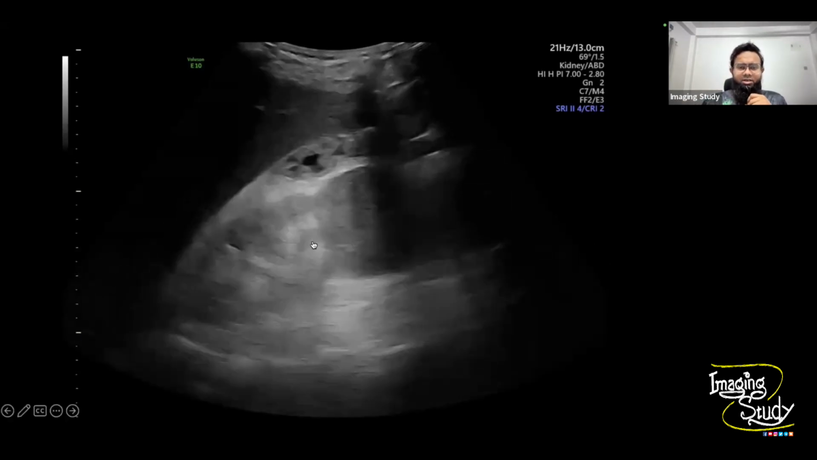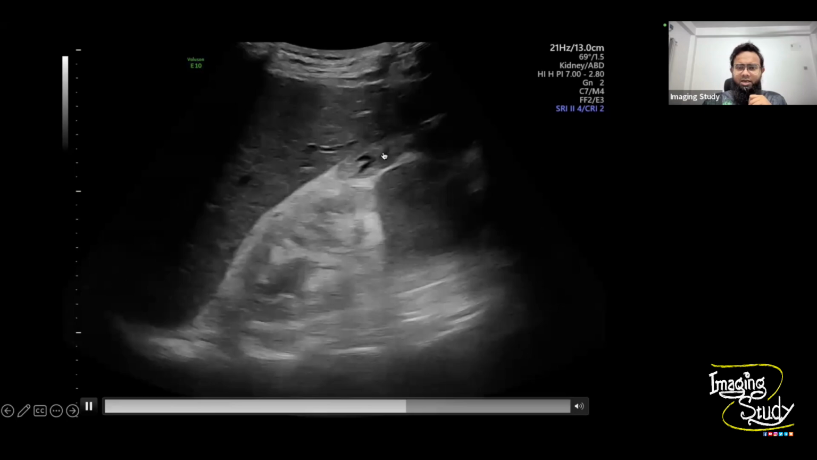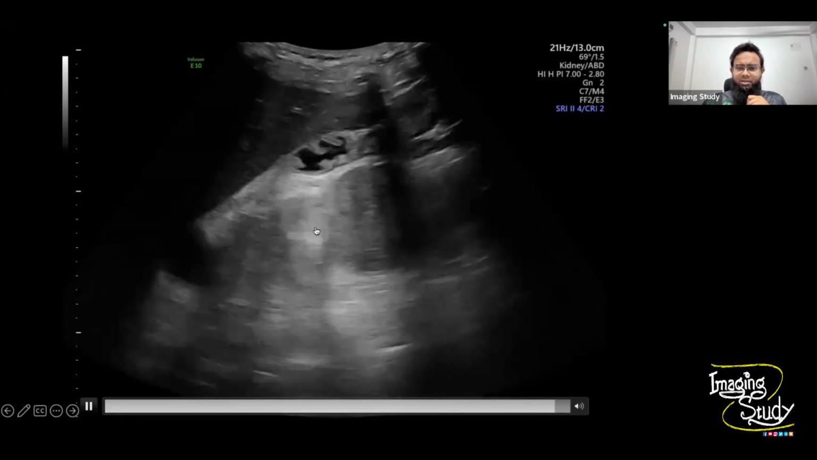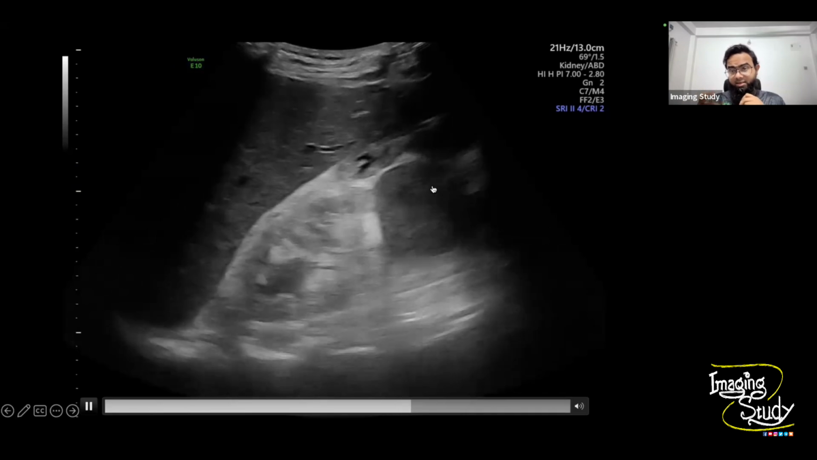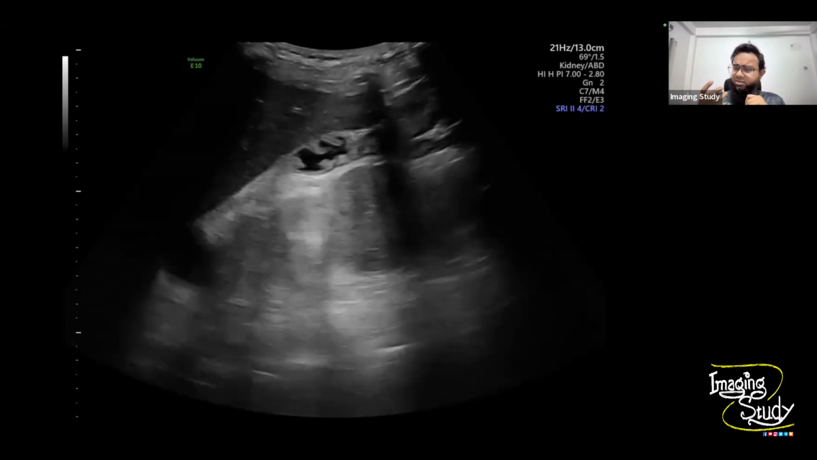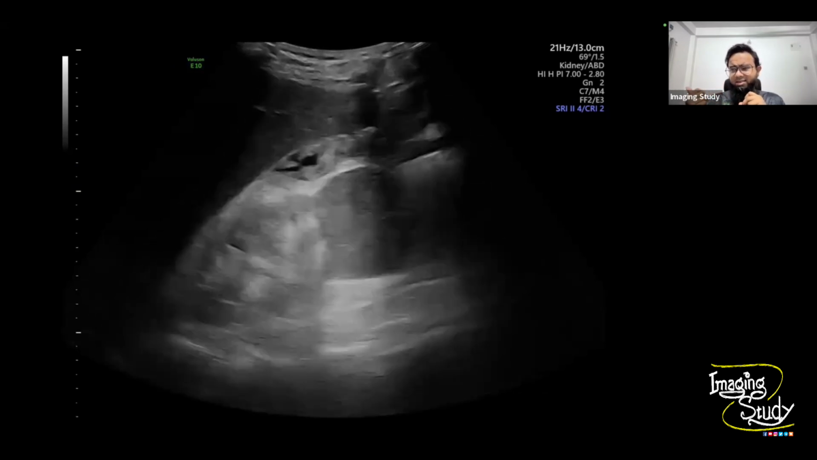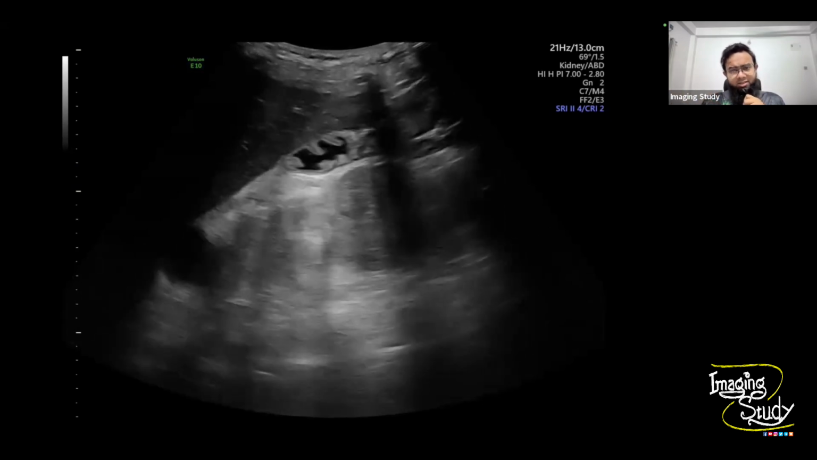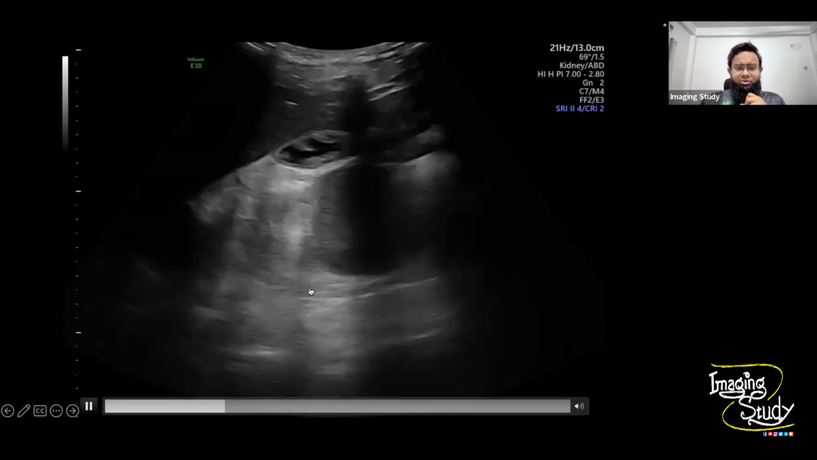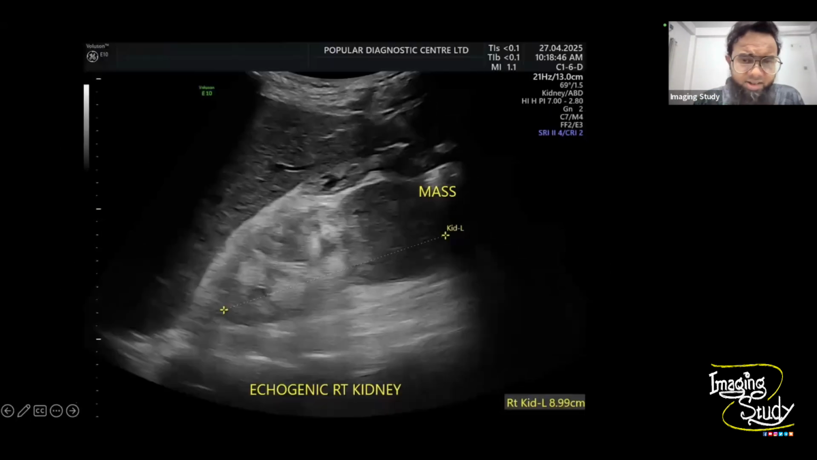You can see the right kidney and the upper polar cyst, and you can see this lesion at the lower pole, which is suspected as renal cell carcinoma. This is a very common appearance of renal cell carcinoma, and this is the reason for the hematuria in this patient. Okay, so not a good finding.